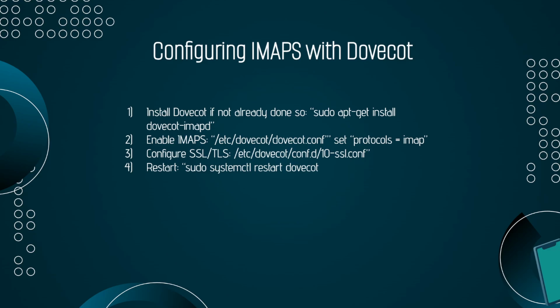Another crucial step after that is to configure the SSL and TLS settings. The configuration file is located at /etc/dovecot/conf.d/10-ssl.conf. Here you can specify the correct SSL certificate path and ensure encryption is enforced. Once all necessary changes have been made, the Dovecot service should be restarted with sudo systemctl restart dovecot to apply the new configurations. Once you complete these steps, the IMAP service will be fully functional, ensuring email retrieval through port 993 with encryption enabled.